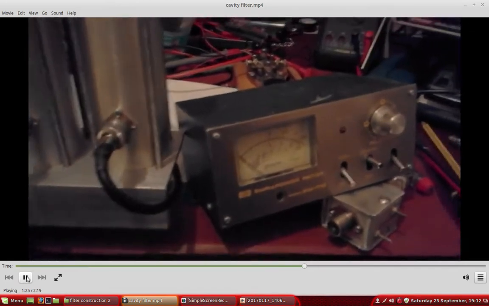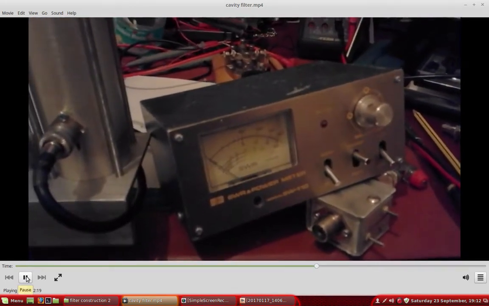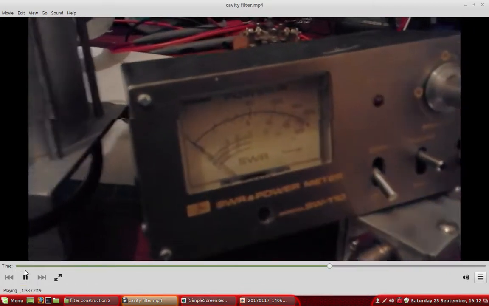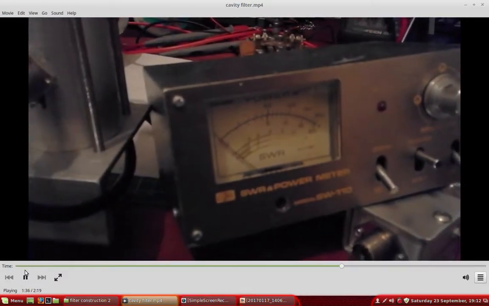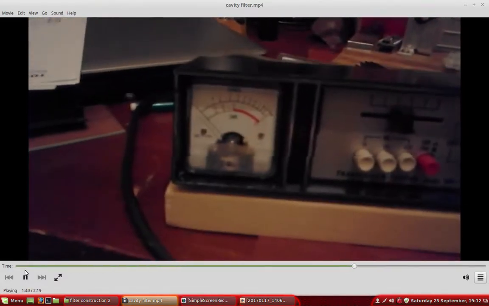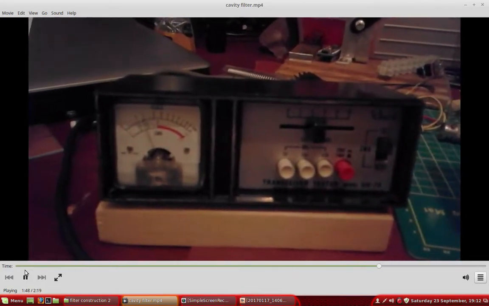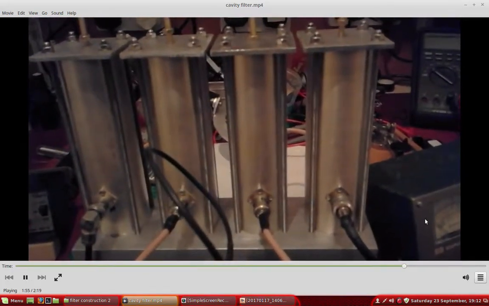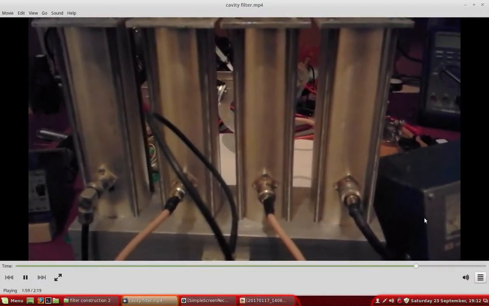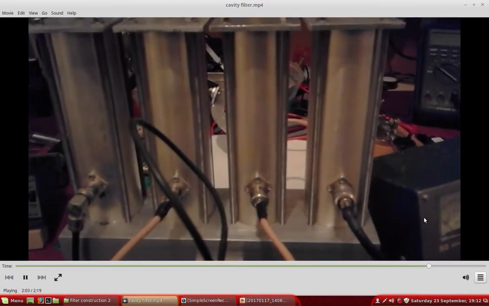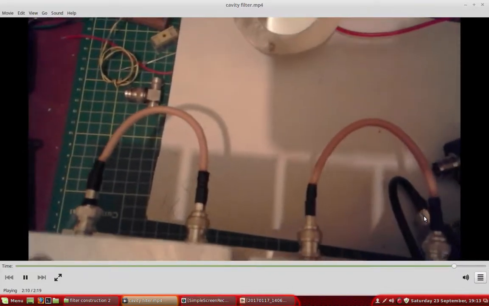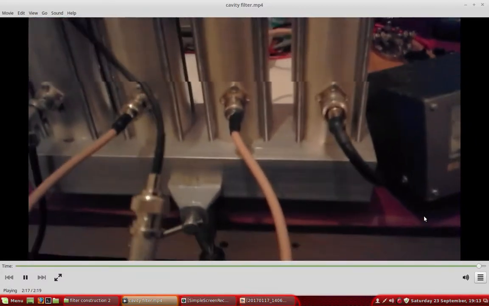So we'll continue playing. I did swap these meters over so that they would eliminate any errors. So they do work. So that's that one.